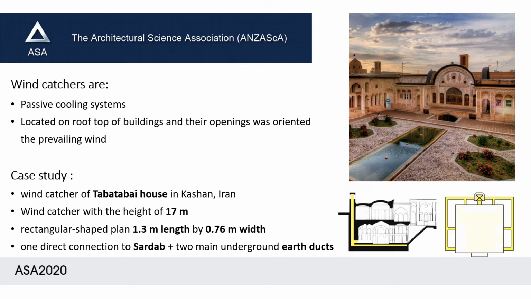The wind catcher had a height of 17 meters and is directly connected to the Sardab space and two main air ducts. The purpose of this study is to understand the hydrodynamic behavior of this system and how it changes the indoor microclimate.